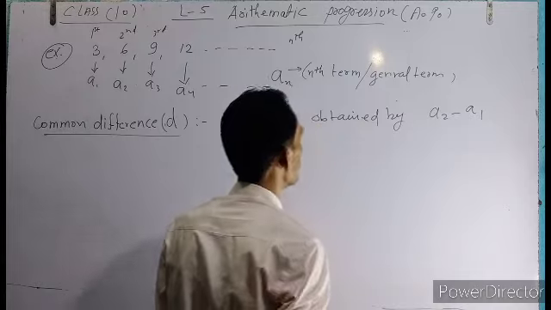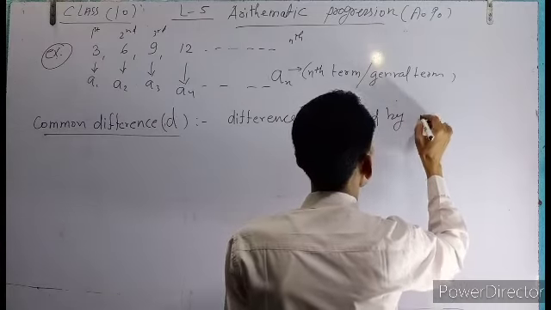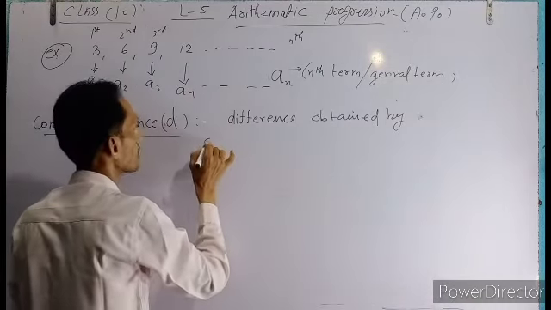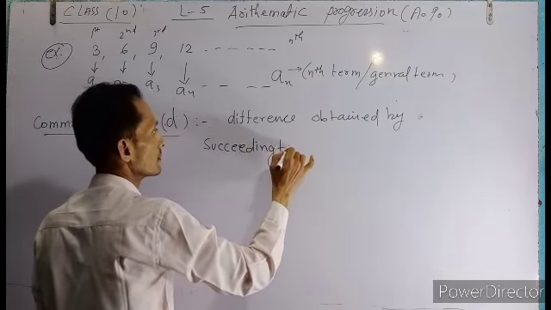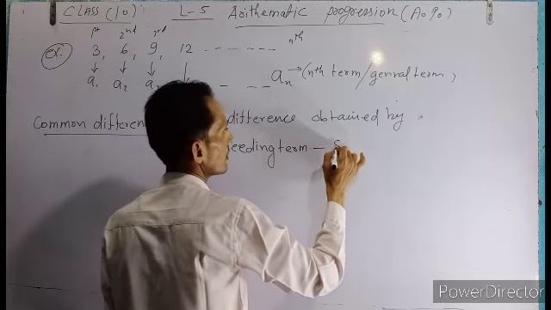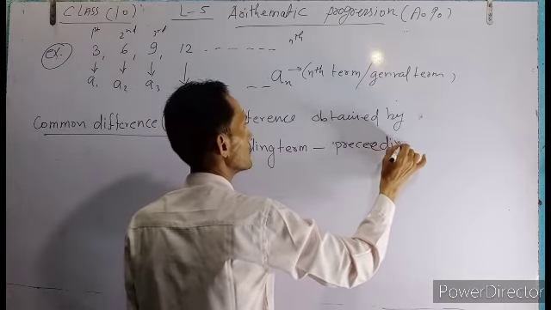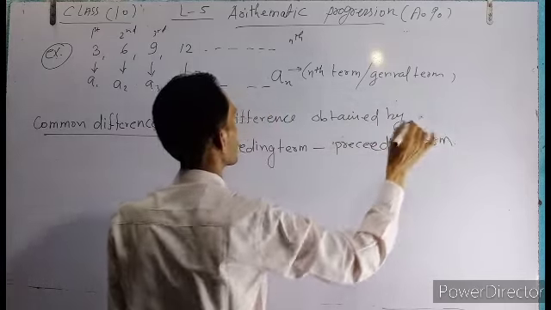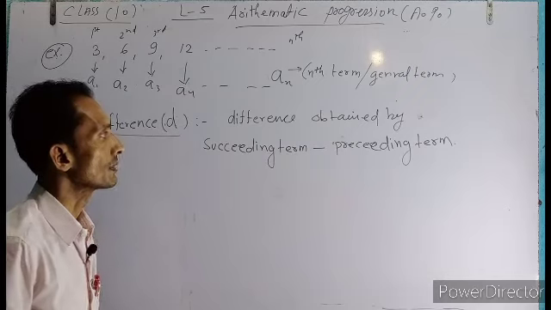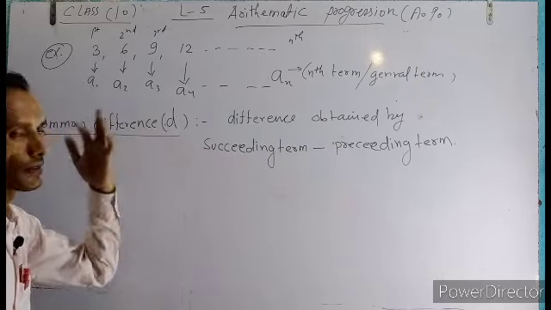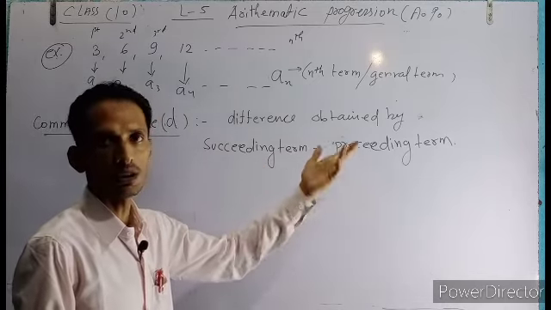A2 minus A1, or you can see that it is the succeeding term minus the preceding term. What is the common difference? It is the difference obtained by succeeding term minus preceding term. In short, the difference of succeeding minus preceding is called the common difference.